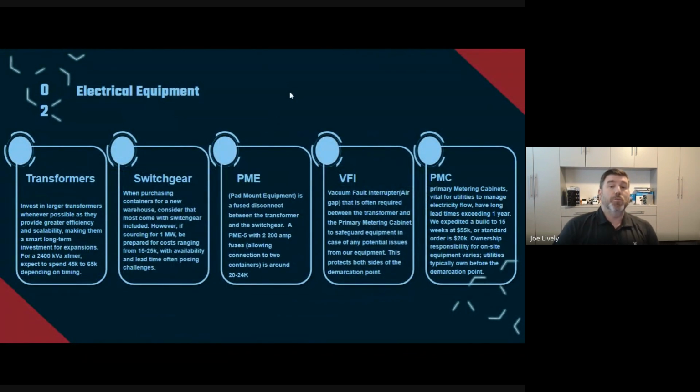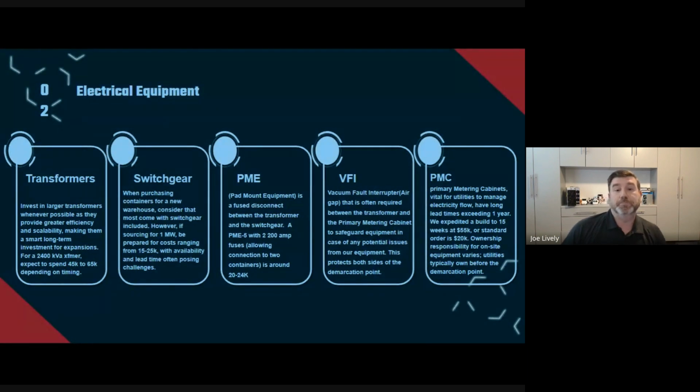All right. So before I get too far into these things, the main thing people think about when they're going through and building a site is, I got to have a container and I got to have a transformer. For the most part, that's what people who are new to this think they've got to have. But there is so much more potential equipment that you can need in order to get up and running than just those two things.